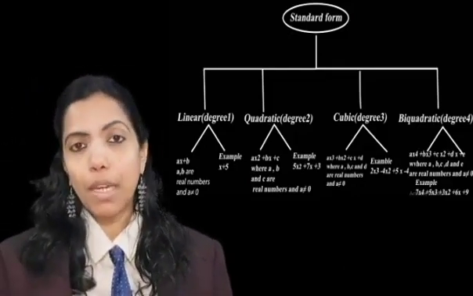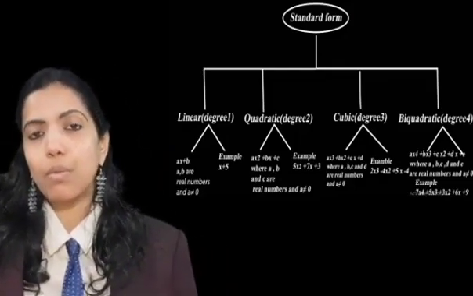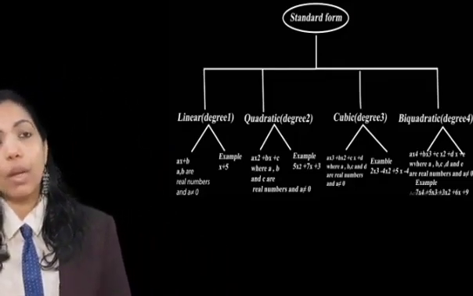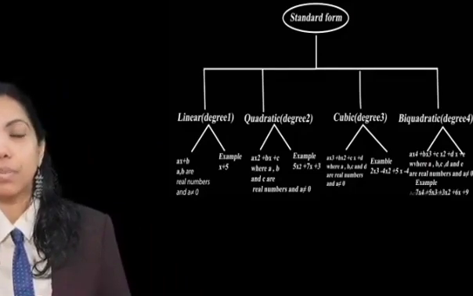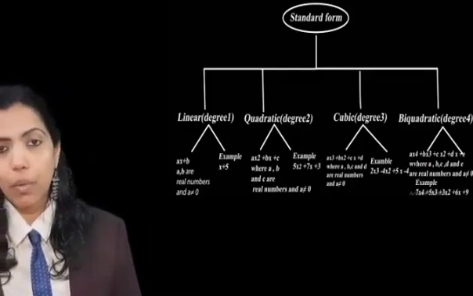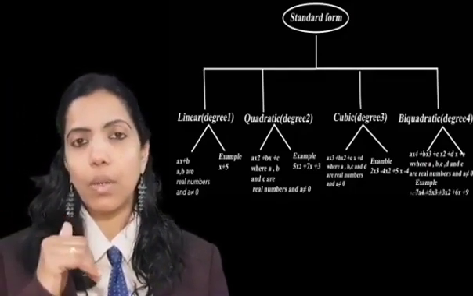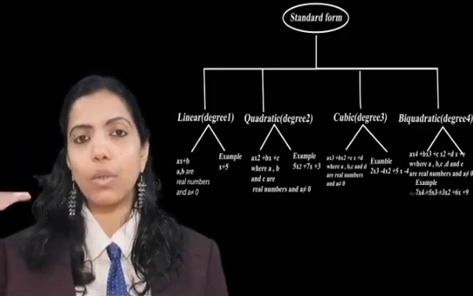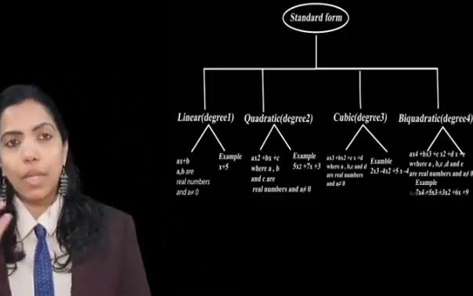What about the degree for that one? 5 can be expressed as 5 into x to the power 0. Already we learned the laws of exponents: any number raised to the power 0 gives you 1. Now we can move to the next one.